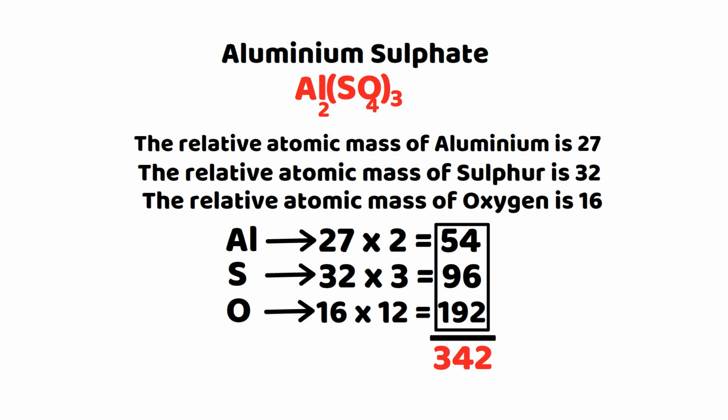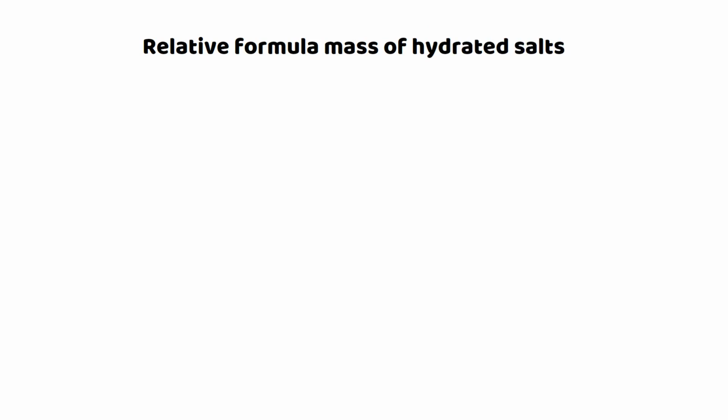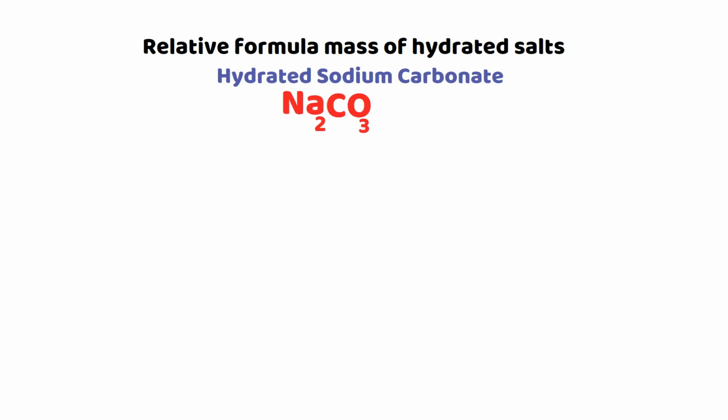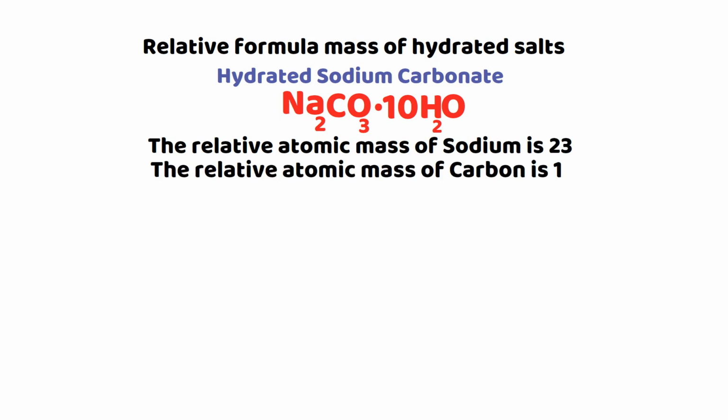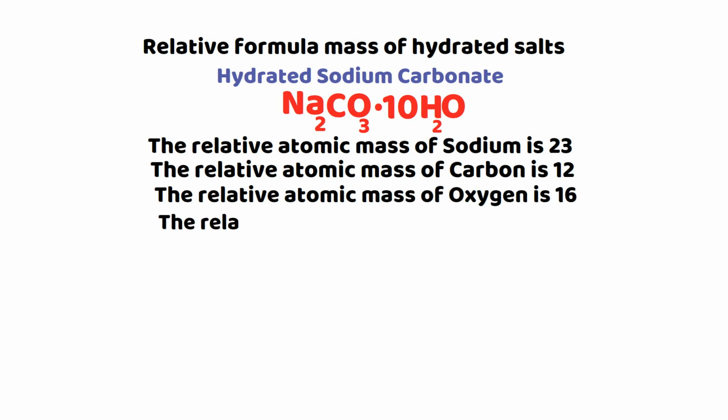Now let's see how do we calculate the relative formula mass of hydrated salts. Let's take the example of hydrated sodium carbonate. Its formula is Na2CO3.10H2O. This hydrated compound has 2 sodium, 1 carbon, 3 oxygen atoms and 10 water molecules. The relative atomic mass of sodium is 23. The relative atomic mass of carbon is 12. The relative atomic mass of oxygen is 16 and the relative atomic mass of hydrogen is 1.